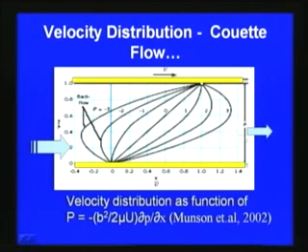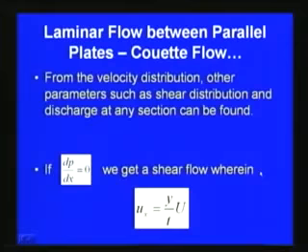Here b is equal to t, that means the distance between the upper and lower plate, and this figure is taken from the fluid mechanics book by Munson and others, 2002. Like this, now we can plot the velocity, and once we have the velocity, we can get the expression for the shear stress. Shear stress tau is equal to mu into du by dy.